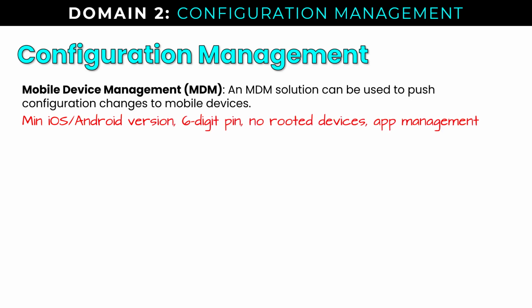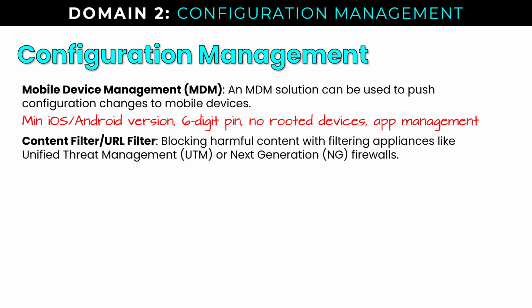For example, we might want to require a minimum iOS or Android version, a 6-digit PIN for our phones. We might want to block jailbroken or rooted devices and to manage the applications that are allowed to access our corporate data. Content filters or URL filters. These are blocking harmful content with filtering appliances like a unified threat management appliance or next generation firewalls.